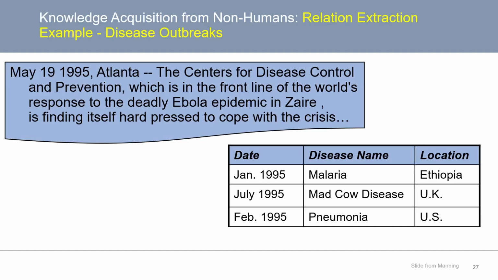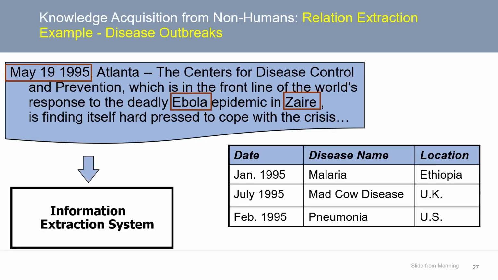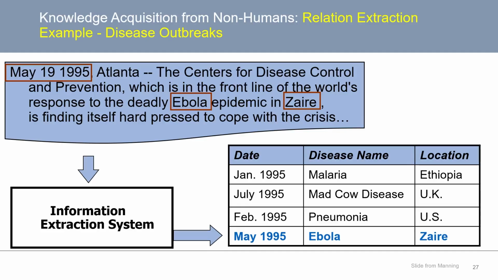So imagine we want to extract information about disease outbreaks from a document. We might first scan for named entities, such as dates, locations, and disease names, and then convert that raw text into a formatted set of variables. In this case, looking for dates where a specific disease appeared at a specific location. This can be automated by some kind of information extraction system, allowing us to grab the relevant information from the text and put it into our new database.